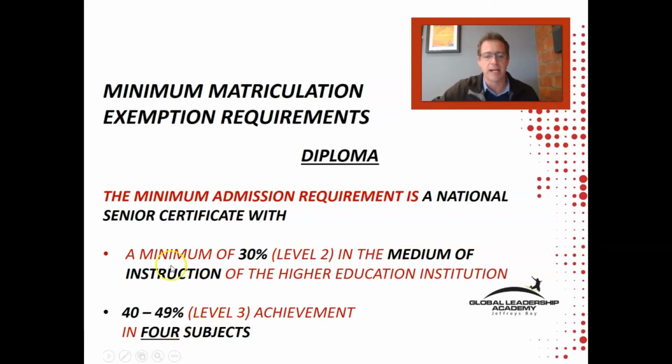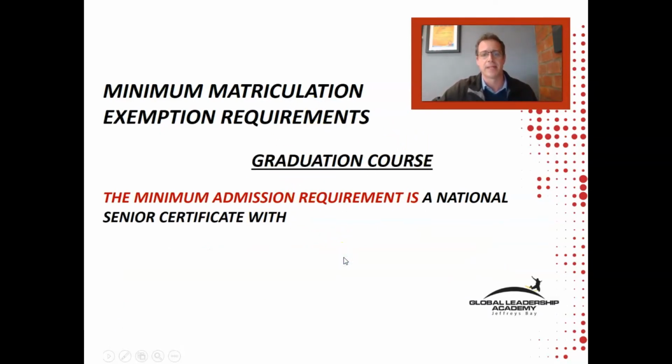So keep that in mind. The difference here: for the 4 other subjects, if you would like to study a diploma, between 40 and 49%. Again, minimum requirements, these might be different for the different institutions, but we're just saying minimum available to us.